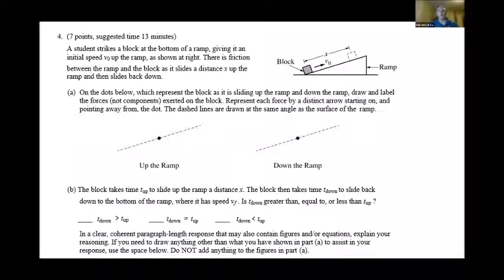Let's end with one more quick problem. Take just a minute and read through part A, and I think we can do this one pretty quickly.